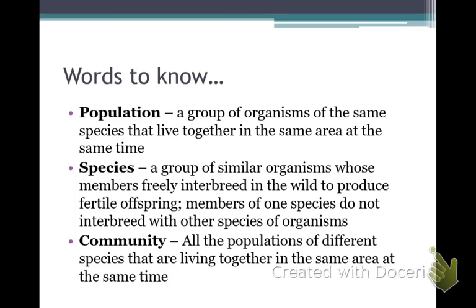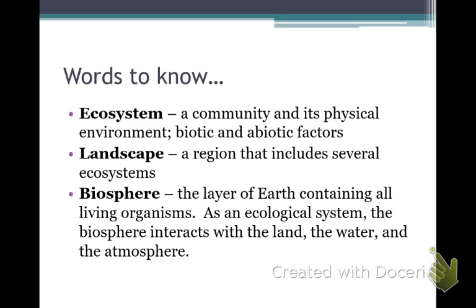Communities are all the populations of different species that are living together in the same area at the same time. An ecosystem is the community and its physical environment. We look at biotic and abiotic factors that work together within an ecosystem. A landscape is a region that includes several ecosystems. And the biosphere really is just the entire layer of the earth that contains all living organisms.